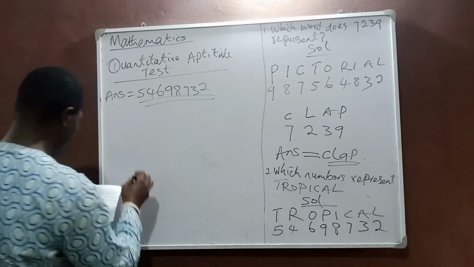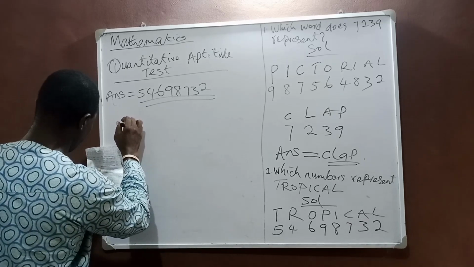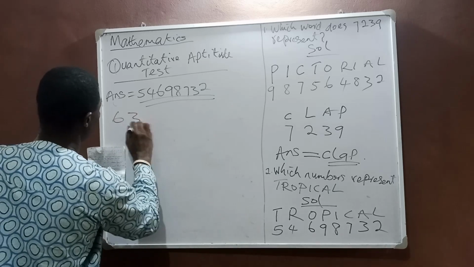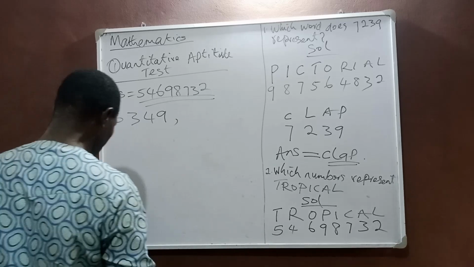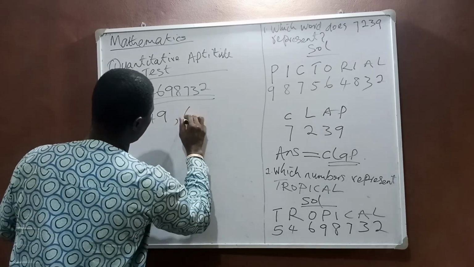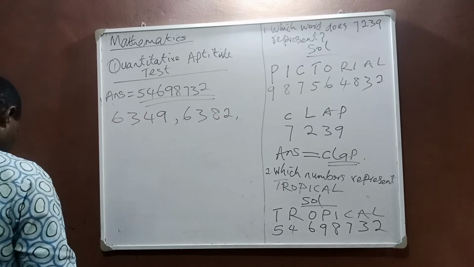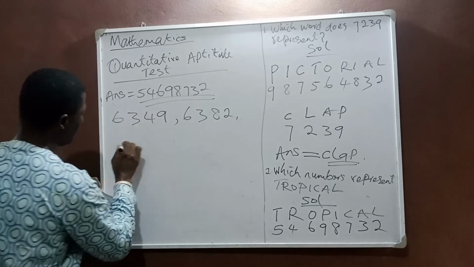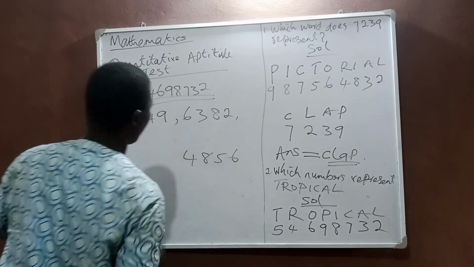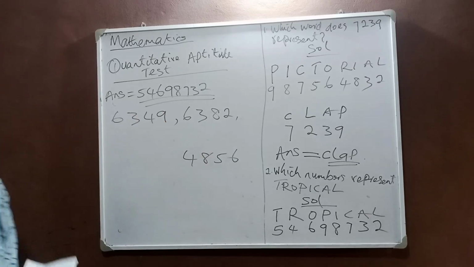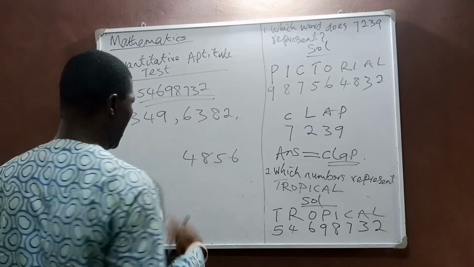From the sample, let me ask this further question. If you are asked to find the following numbers, for example 6349, or 6382, or 4856, they may bring these numbers, as far as they are part of these numbers here, and tell you to find the word that these numbers stand for.